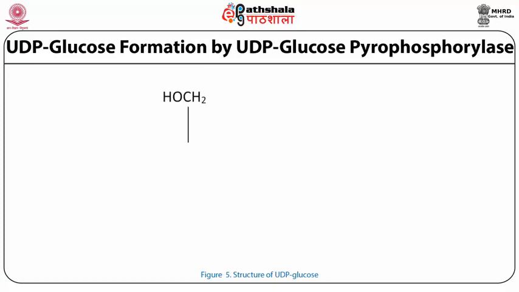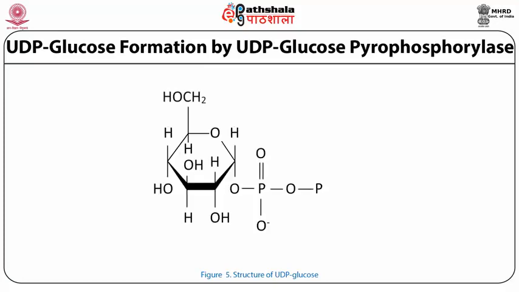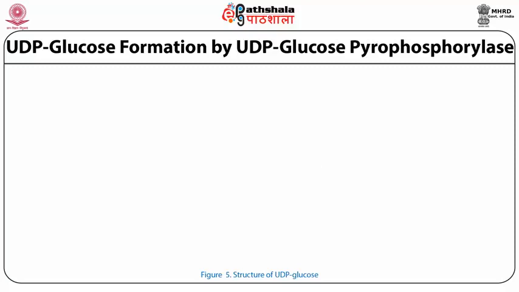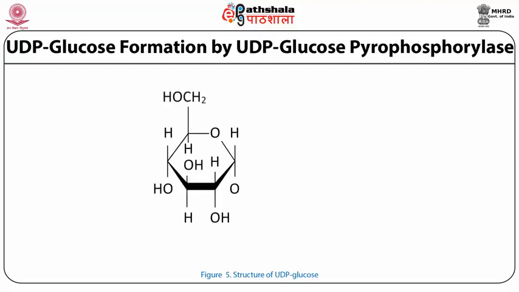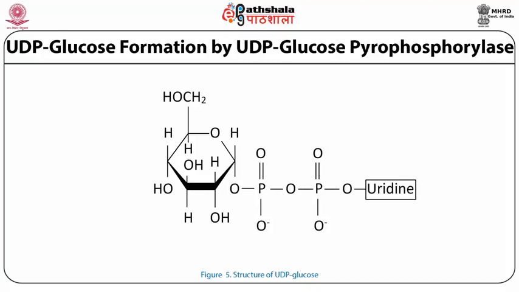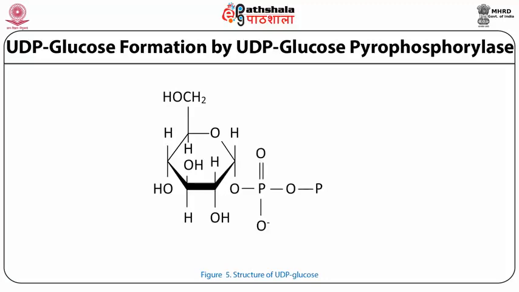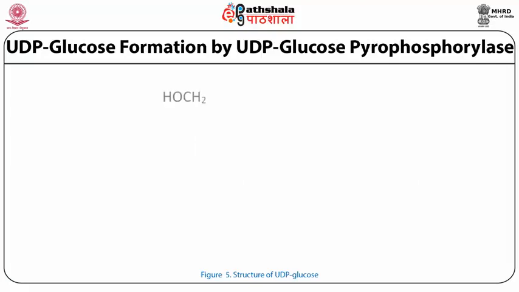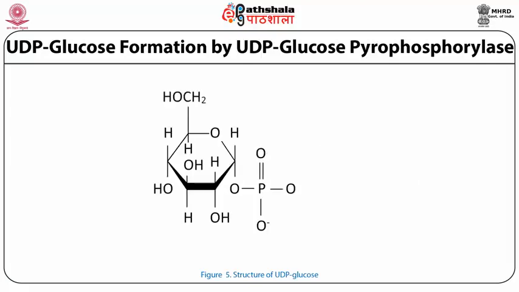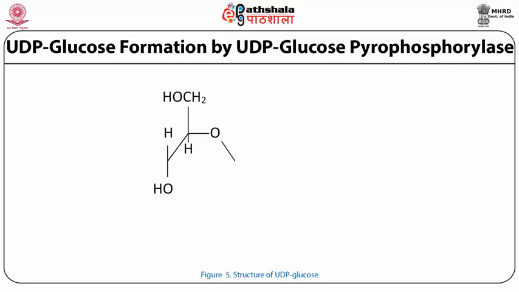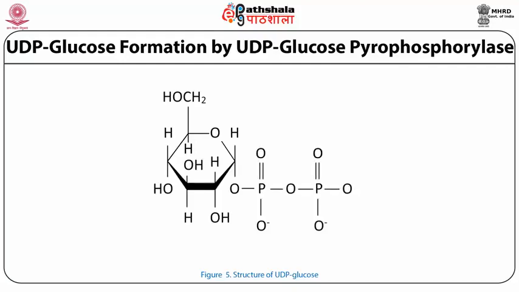This slide shows the structure of UDP-glucose. The glucose is combined with uridyl diphosphate. UDP-glucose is the activated form of glucose used for metabolism of galactose and biosynthesis. UDP-glucose is a high energy compound that can donate glucosyl units to the growing glycogen chain. No further energy is required for glycogen synthesis.